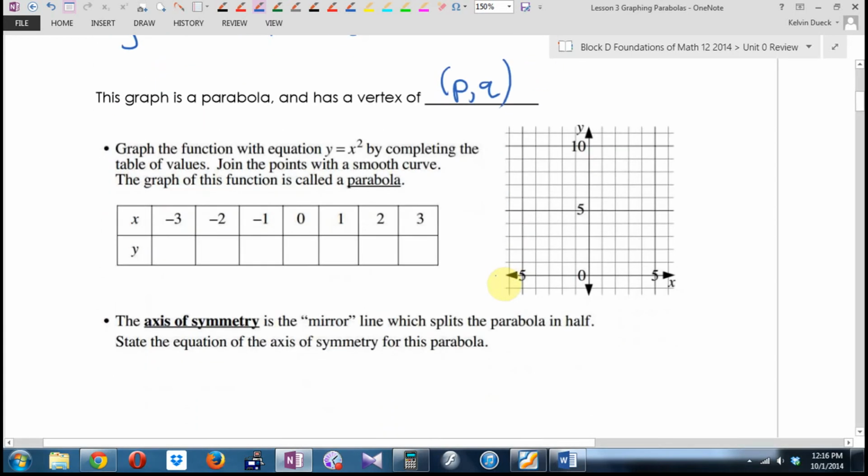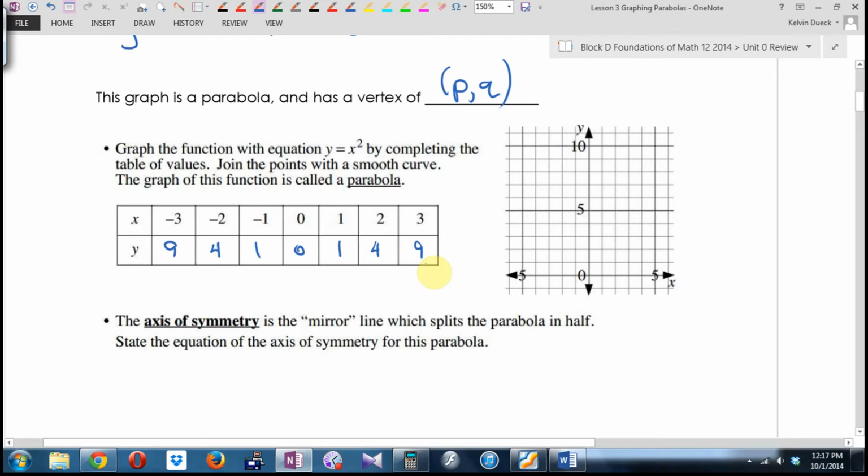So I wrote here, graph the function with the equation y equals x squared by completing the table of values. Okay, so here's your x values. Square them to get your y values. What's -3 squared? In your heads, please. 9? Okay. -2 squared. -1 squared. 0 squared. And then 1, and then 4, and then 9.